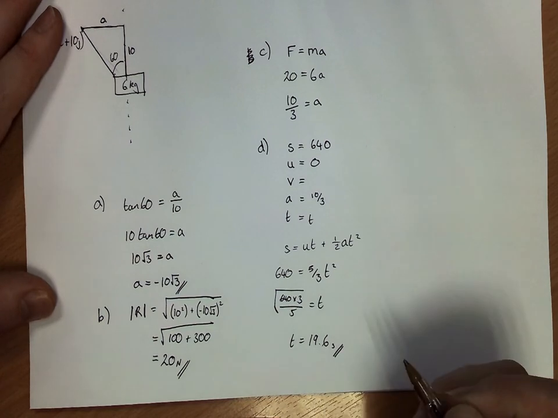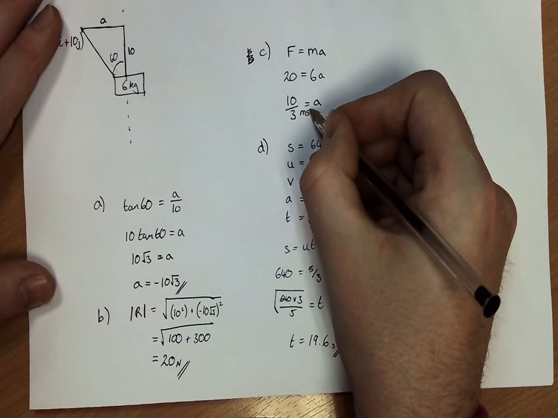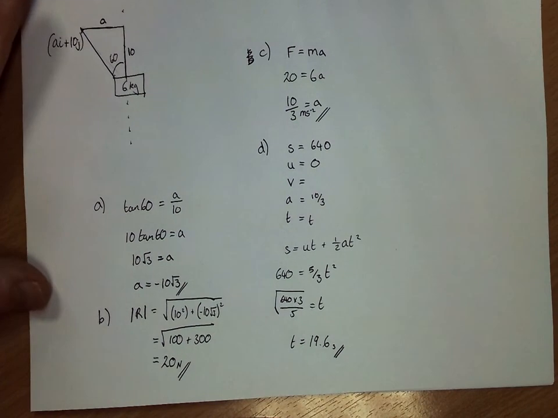It's unlikely you'll be penalised in an exam, but I probably should have stated the acceleration is in meters per second squared, so ms to the minus 2. That would get you the full marks for this question.